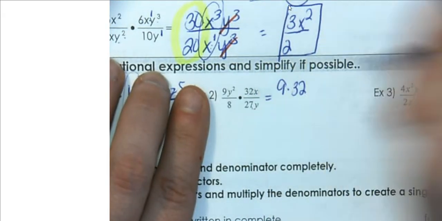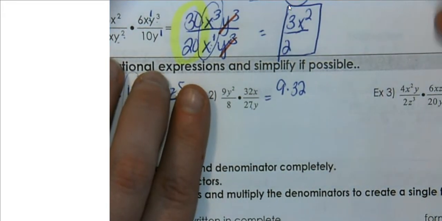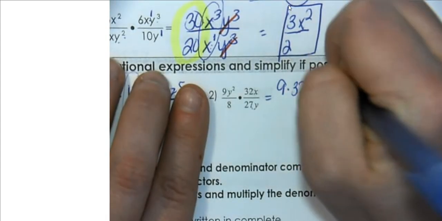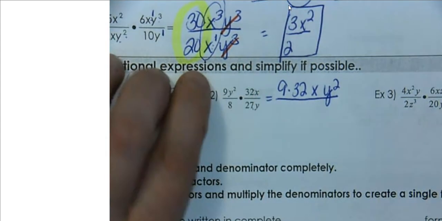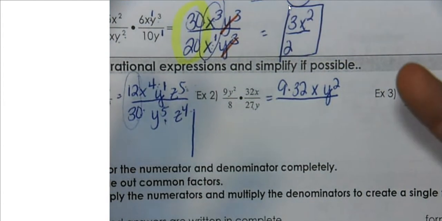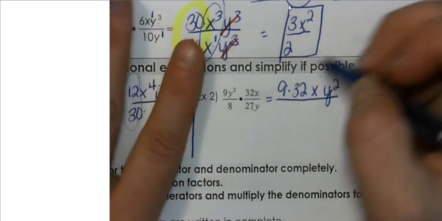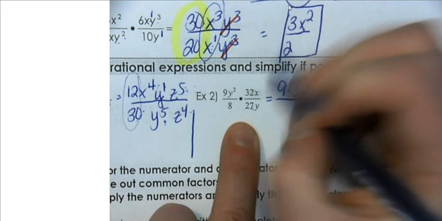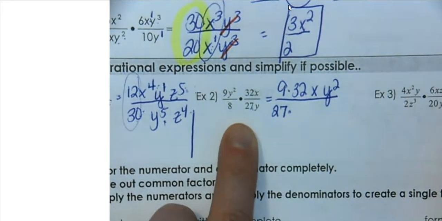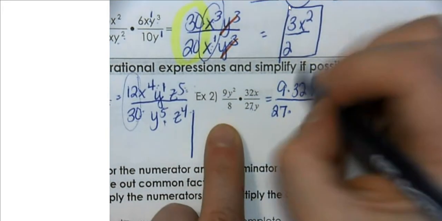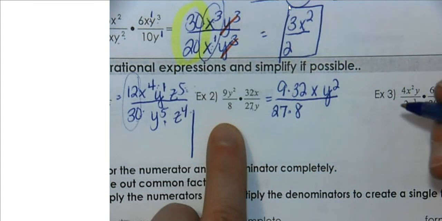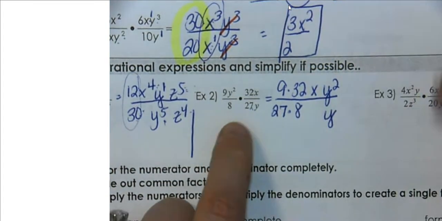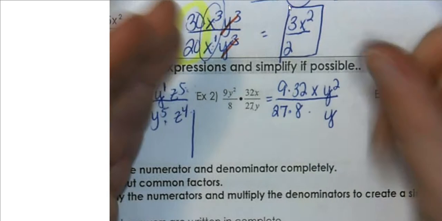So take those numbers, 9 times 32, and just write them as 9 times 32. Then we'll have an x and a y squared. I'm not truly multiplying them together, but I'm just rearranging their order. And then I know that 9 is related to 27, so I'm going to put 27 first. And then I know that 8 is related to 32, so I'm going to put an 8 there. And then we have the letter y. So I'm lining everything up with what it matches with.